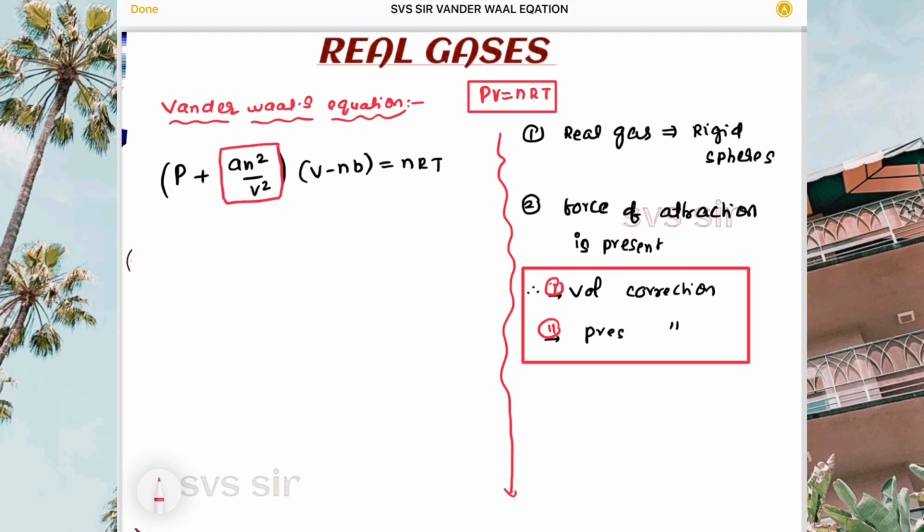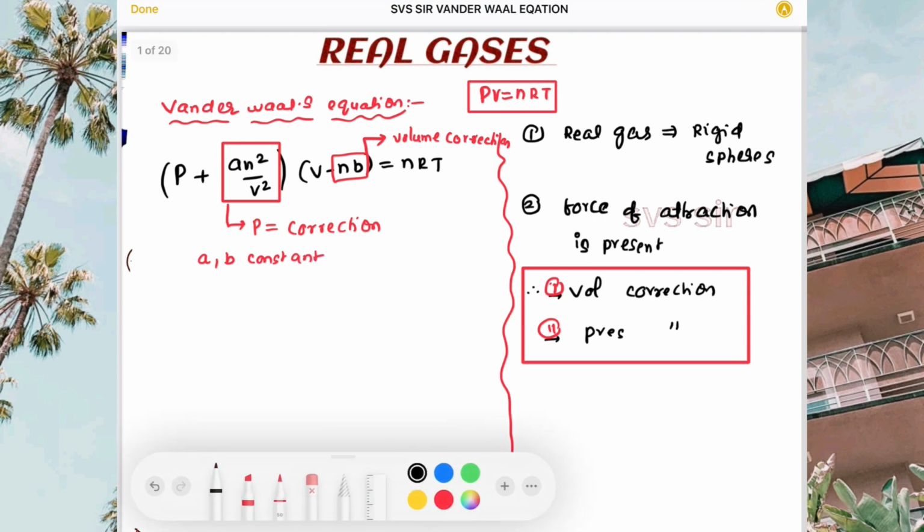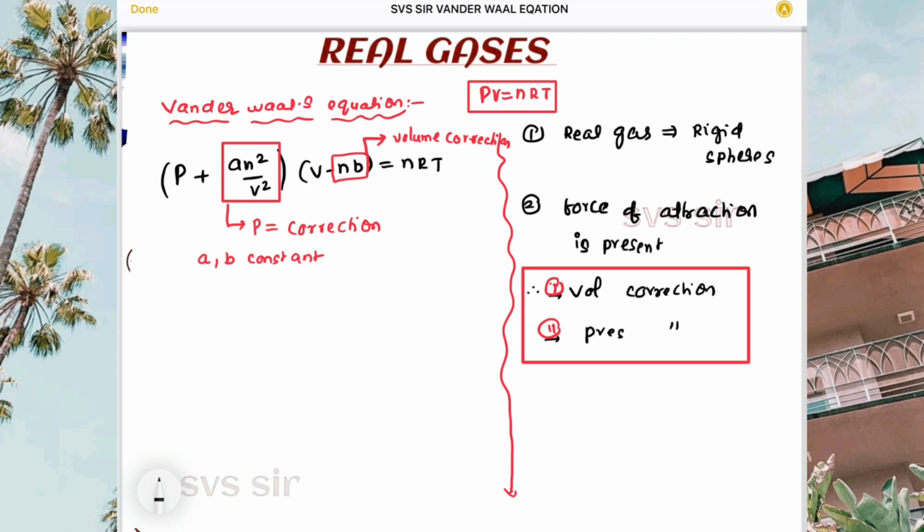Here an²/V² represents the pressure correction, whereas nb represents the volume correction. Here a, b both are constants. We'll discuss very clearly what a is and what b is.